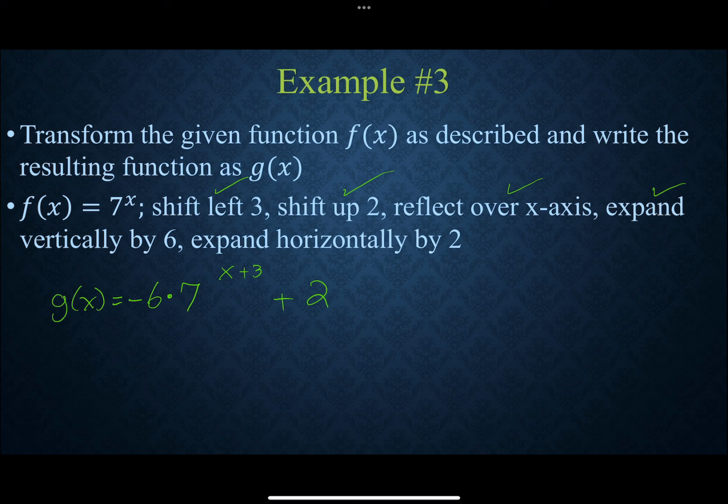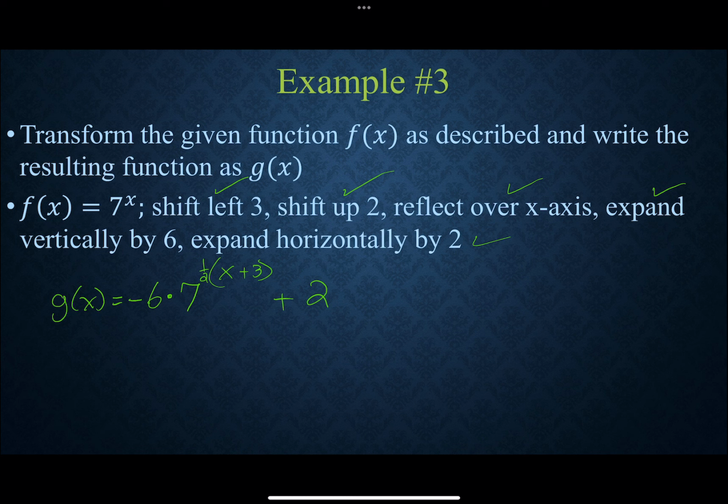And expanding horizontally by 2 means I need to have a fraction, a 1/2, but it has to be factored away to properly show the horizontal shift there. So that's why g of x is -6 times 7 to the 1/2, factored away from x plus 3, plus 2. There we go. We got all 5 done.